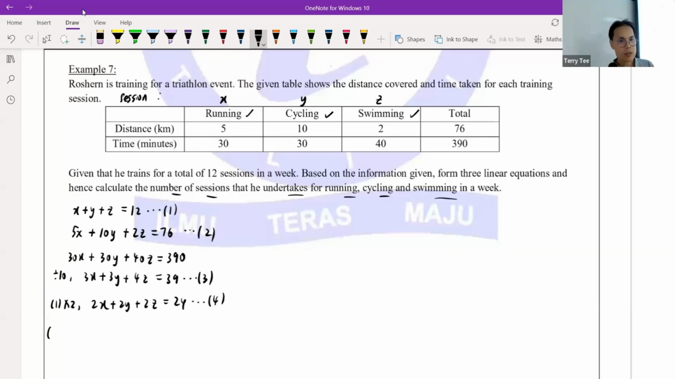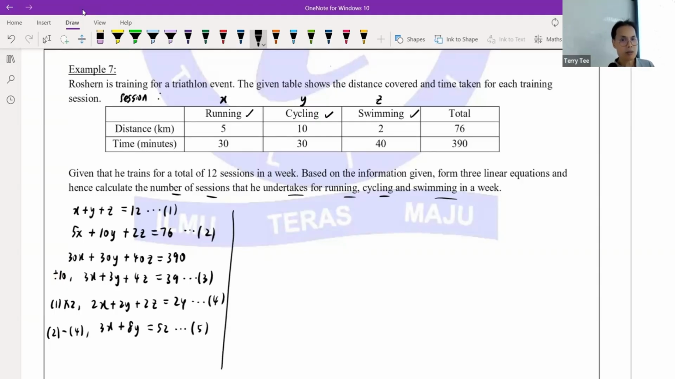We'll take equation 2 minus equation 4. So 5X minus 2X is 3X. 10Y minus 2Y is 8Y. 2Z minus 2Z disappears. 76 minus 24, that will be 52. That will be my equation number 5.